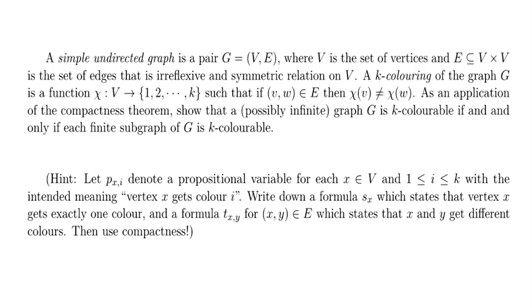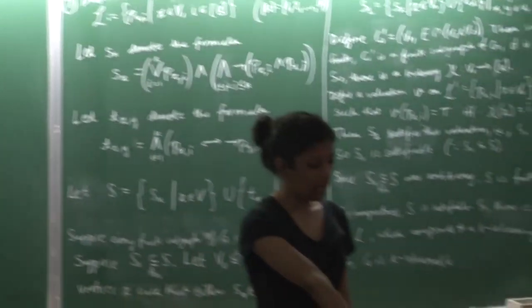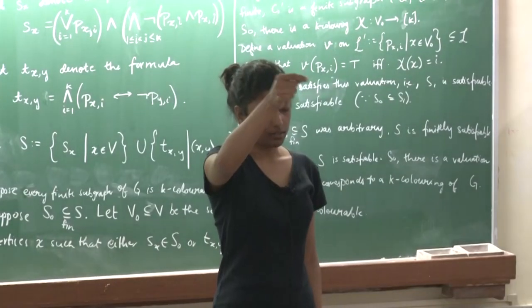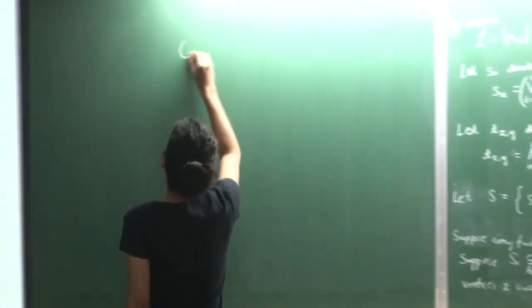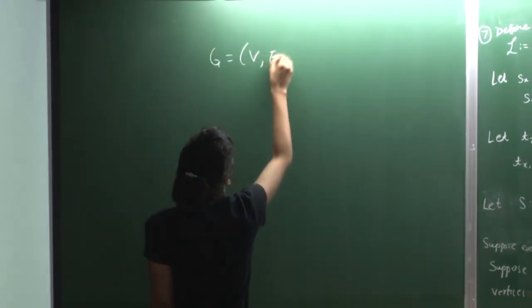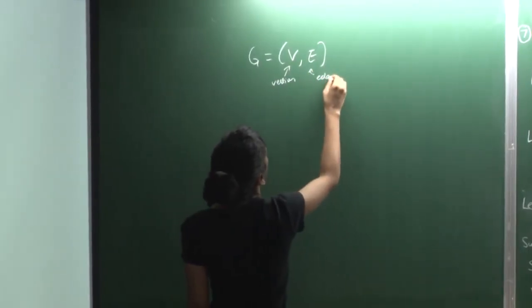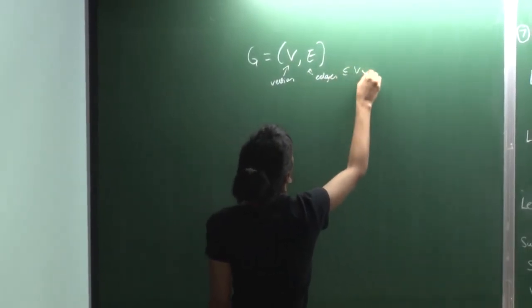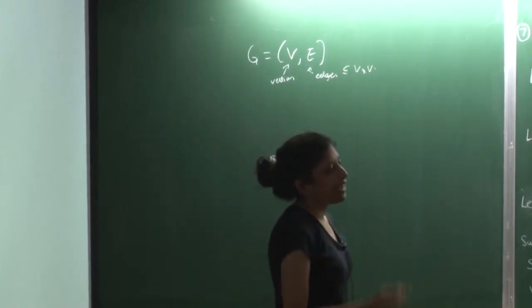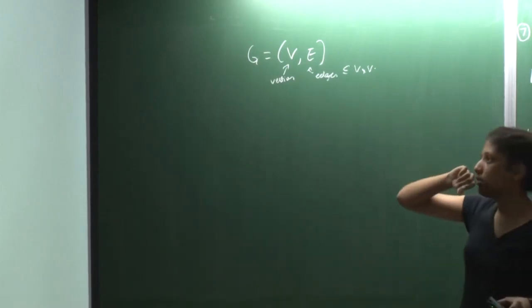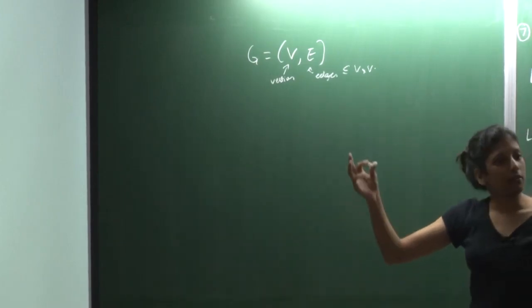So the formal definition has been given in the question. The formal definition of a simple undirected graph. So it's given by a pair. The question tells you that a graph is a pair V, E, where this is a set of vertices and this is a set of edges, which is a subset of V cross V. But that kind of notation is not very easy for human beings to work with. Maybe a computer would like it. So what we generally work with is the drawing of a graph.